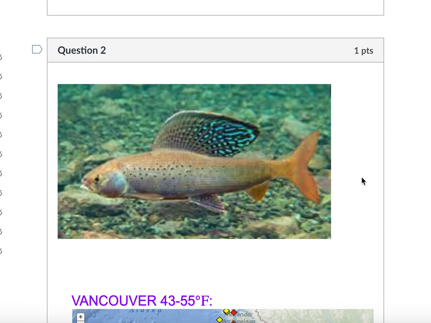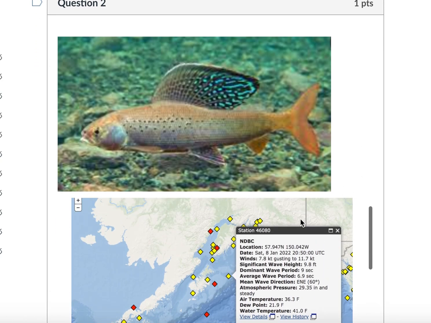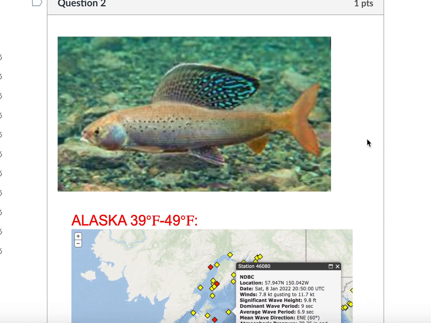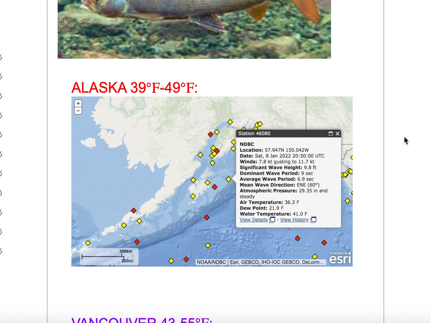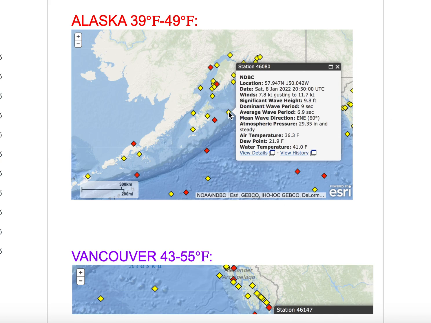On the next set of questions, I have some different fish and other ocean creatures, and we're going to look at them. This one is called the grayling. Underneath the picture of the grayling, I have NOAA's ocean research data from one of their buoys saying that the average temperature for Alaska goes from 39 degrees Fahrenheit at its coldest, but its warmest is only 49 degrees Fahrenheit. So that's its range from its coldest to its warmest.